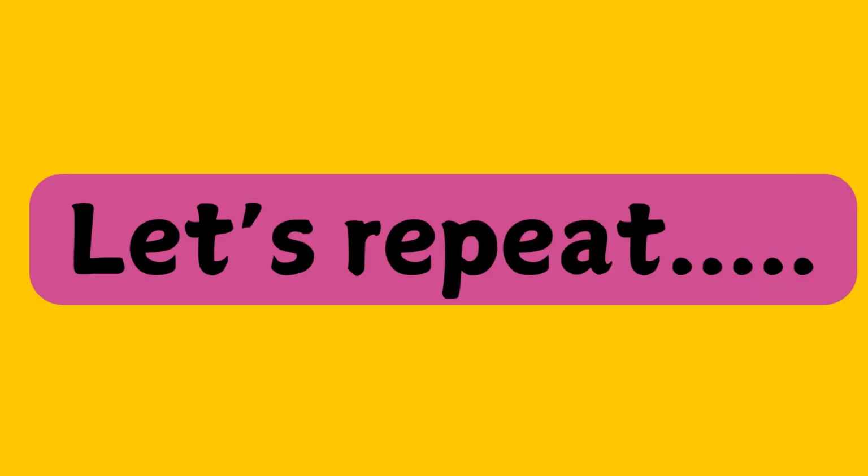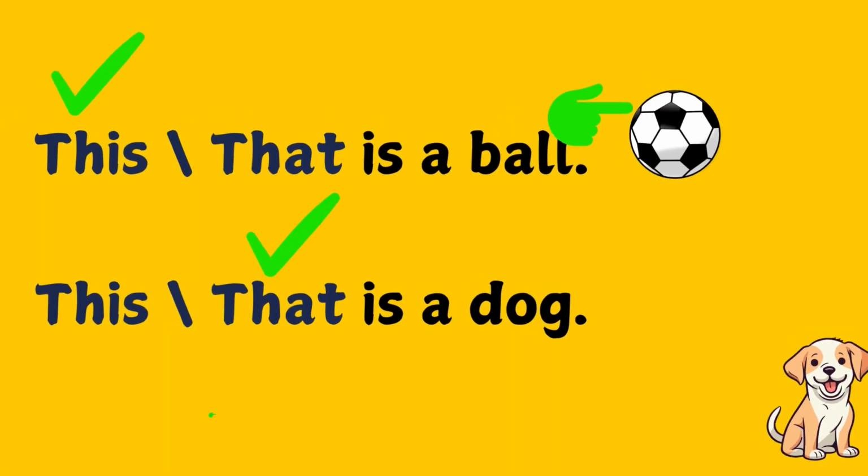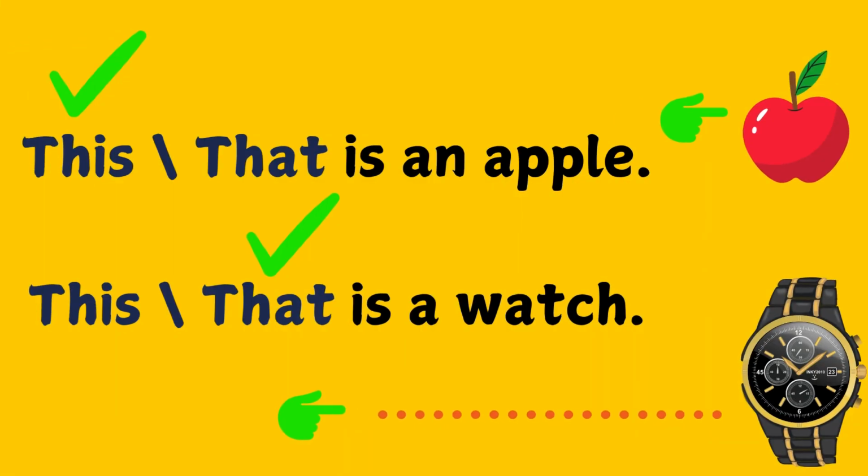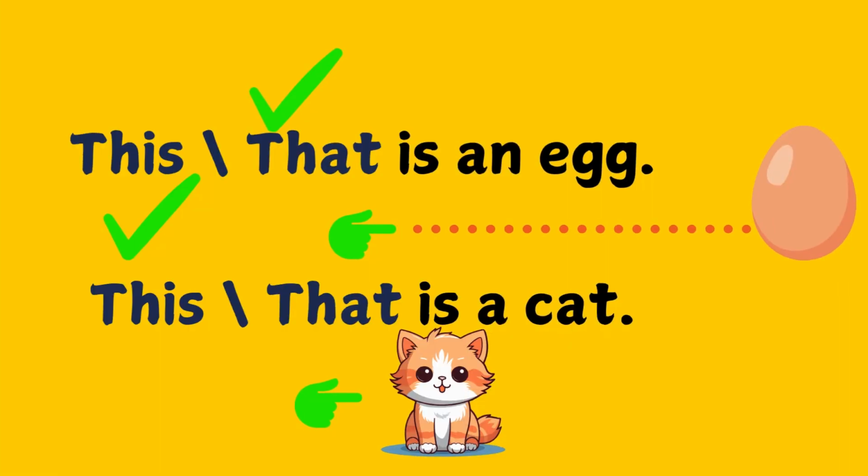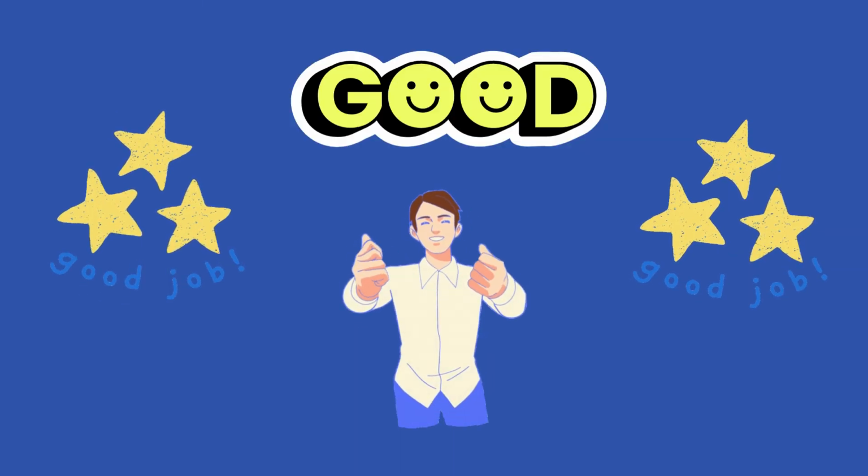Let's repeat. This is a ball. That is a dog. This is an apple. That is a watch. That is an egg. This is a cat. Good.